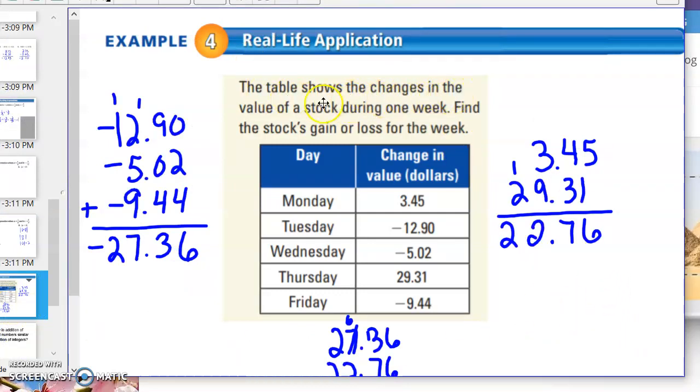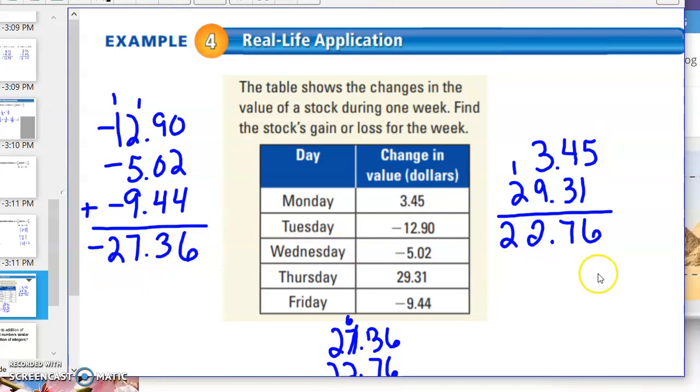Next is a real-life application. The table shows the changes in the value of a stock during 1 week. Find the stock's gain or loss for the week. Well, what I did to make this a little bit easier is first I looked for same signs, and I added 12.9 plus 5.02 plus 9.44, and then kept the same sign. Then I did 3.45 and 29.31, added those and kept the same sign.